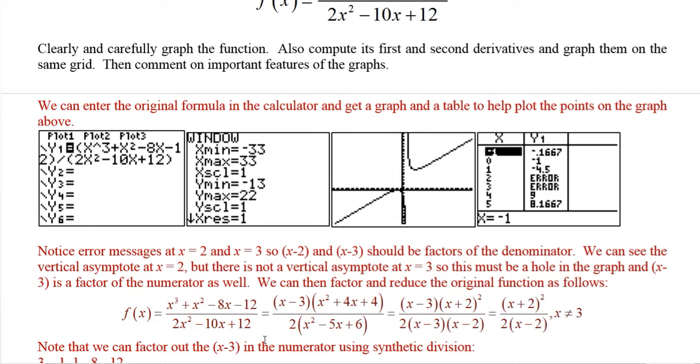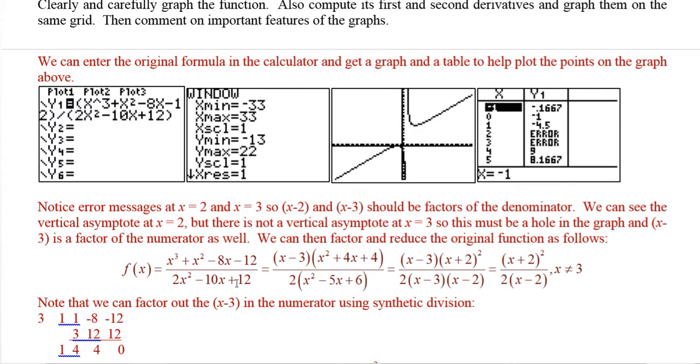Now, it turns out that in the numerator, one of the things you can see by looking at the graph is that at x equals 2, it looks like we have a vertical asymptote right there. But x equals 3 is just to the right of that. We do not have a vertical asymptote. So that indicates that must be a hole in the graph. To verify that algebraically, that means we should have x minus 3 as a factor in the numerator.